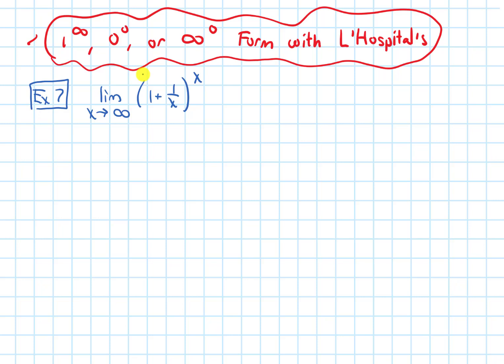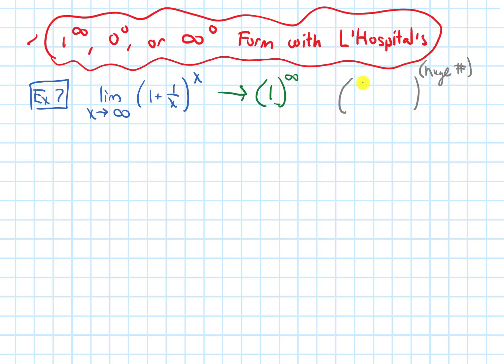Okay, so first, let's just see what happens when we plug in. If I plug in infinity, in the parentheses, this just becomes 1 plus 0, which is 1. And the exponent is going to be infinity. So I have something of the form 1 to the infinity power, which is one of our indeterminate forms. And remember, this technically means our exponent is a huge number. The inside of this parentheses is getting really close to 1. It's technically a little bit bigger than 1 because you're doing 1 plus a really small positive number.